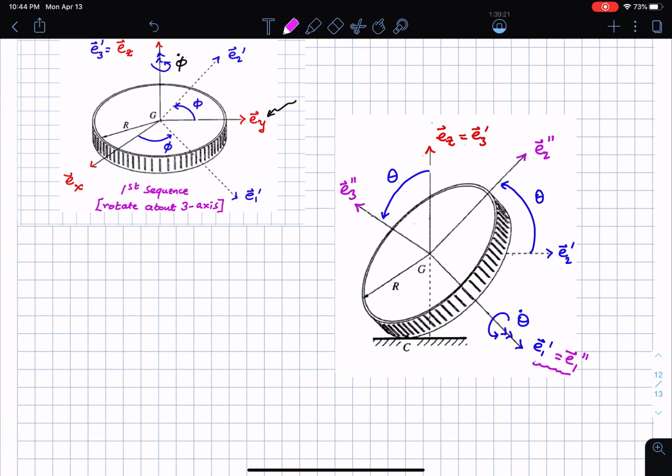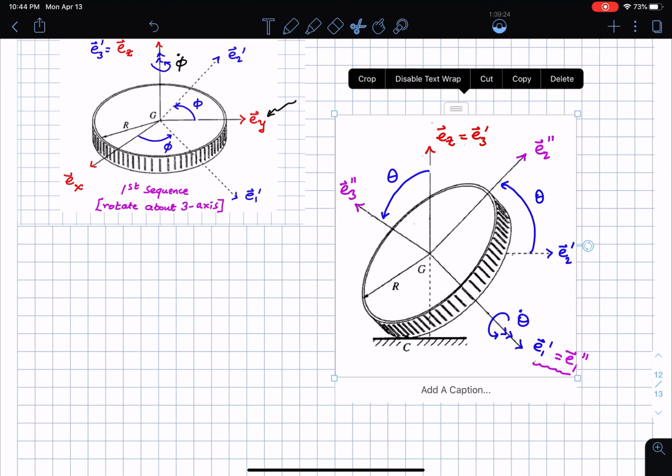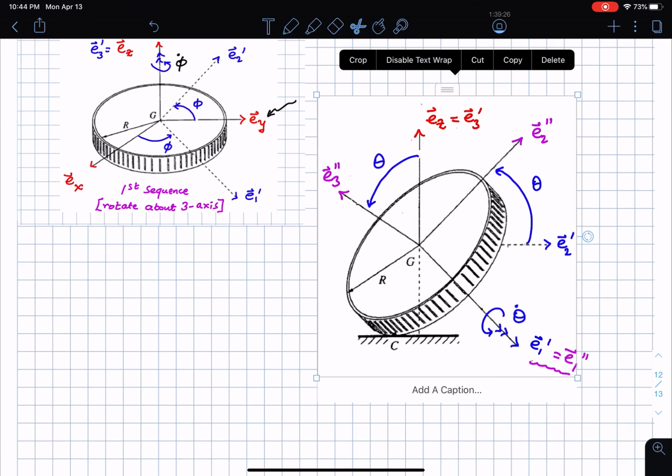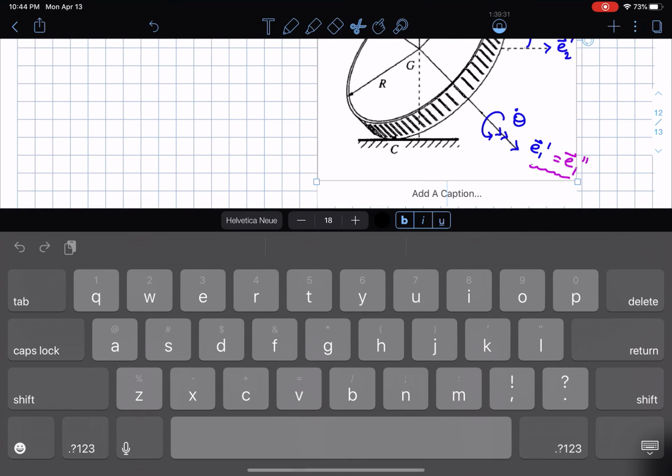Let me expand the figure a little more so that I can add the caption here.